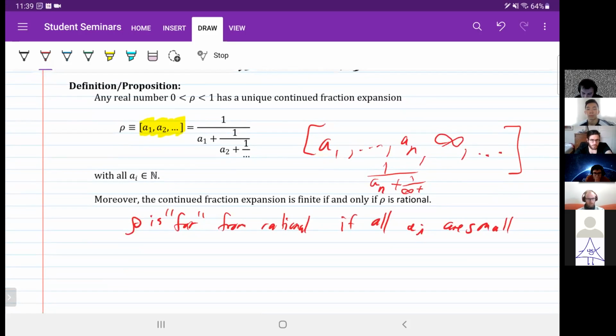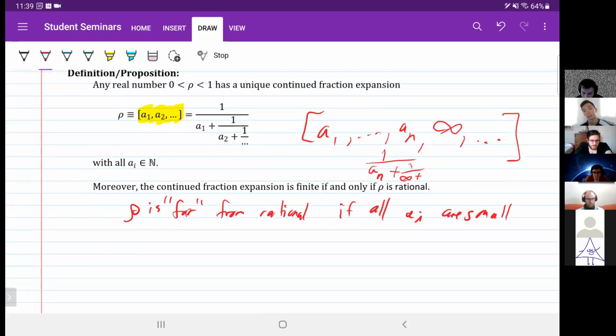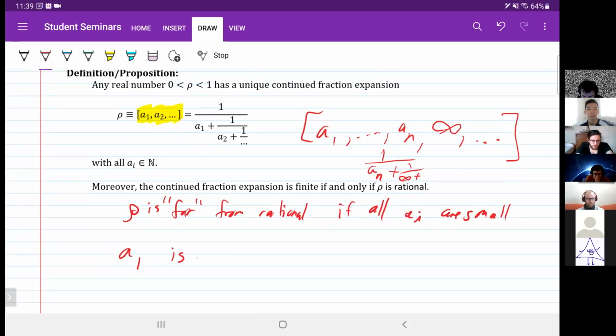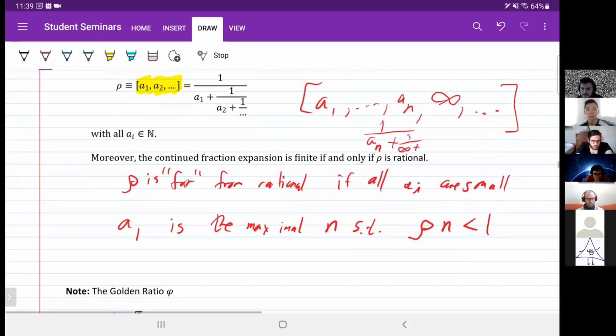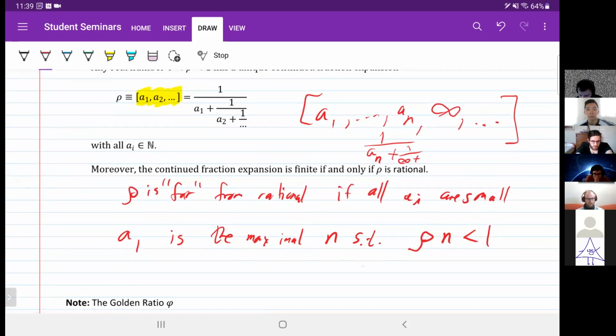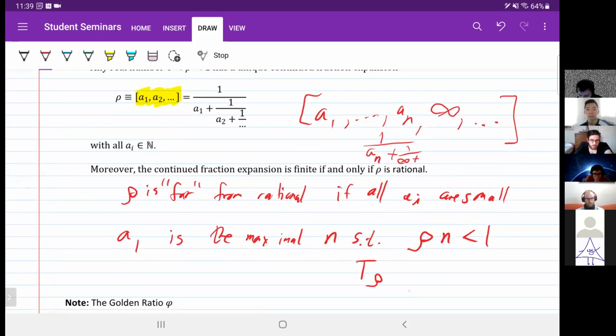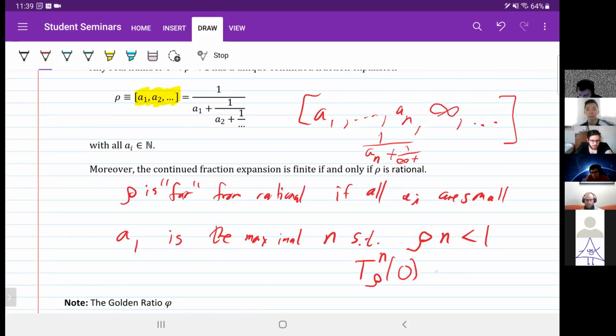And one other thing I should note is that there's a good interpretation of a1. So this will be useful. a1 is the maximal n such that rho times n is less than 1. And in particular, if I look at the rigid translation on the circle, this is the maximum n such that applying it n times to 0 doesn't get you all the way to 1. Because, I mean, this is the same expression. That's what I've written here. These two things are literally the same formula.